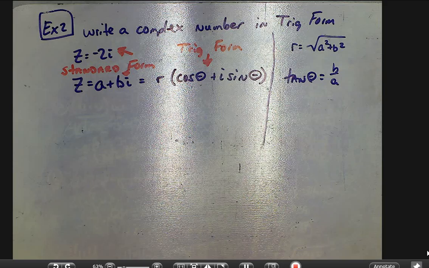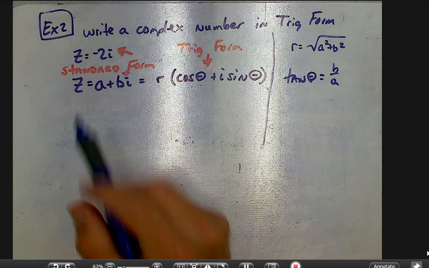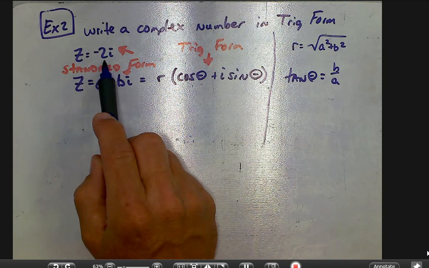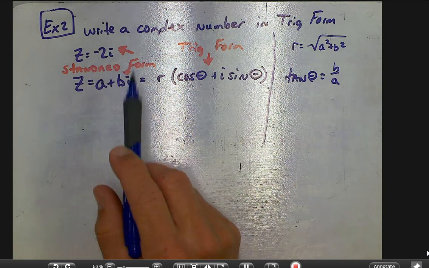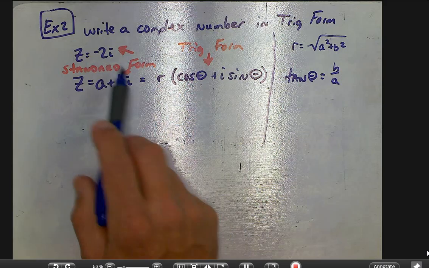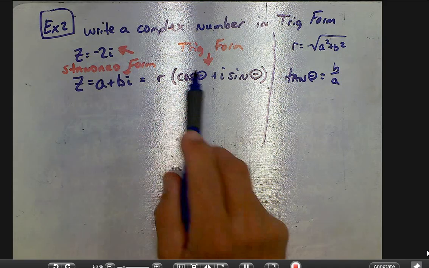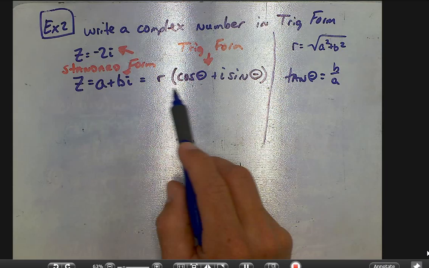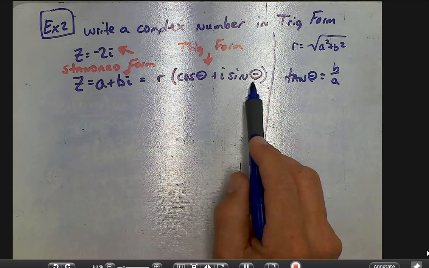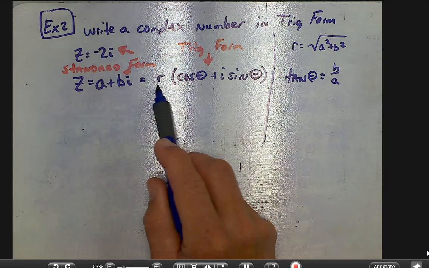For example 2, we're going to write a complex number in trig form. Notice this time our complex number is negative 2i. Standard form is a plus bi, so this is in standard form. Trig form is r times the parenthesis cosine theta plus i sine theta. So we have to find r and we have to find theta.